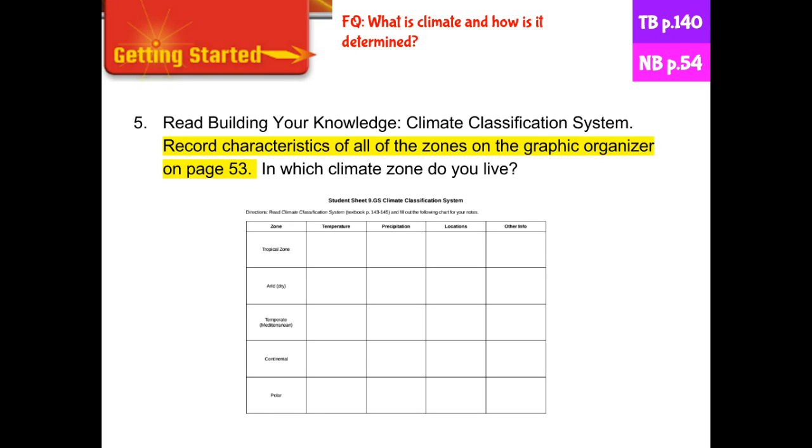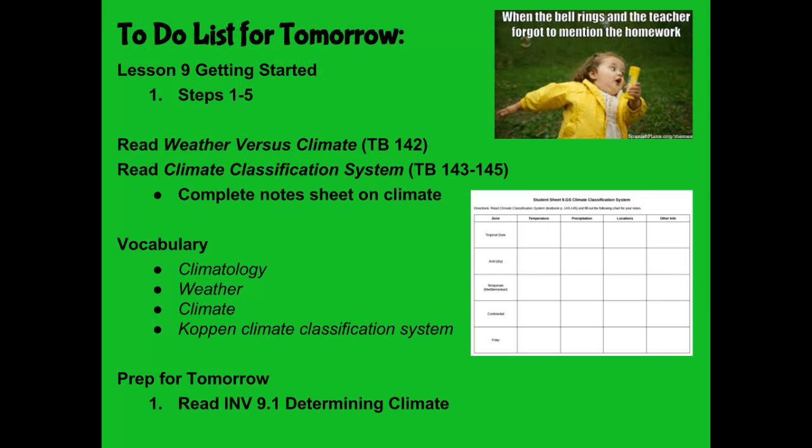So as you can see in front of you here, you have the 5 different types of zones. You're going to record what the temperature would be in those zones, precipitation, the locations, and any other info you find. So this is your note sheet for the different climate systems. And then in the back, there's a map, and then you should begin to color the different zones on the map.